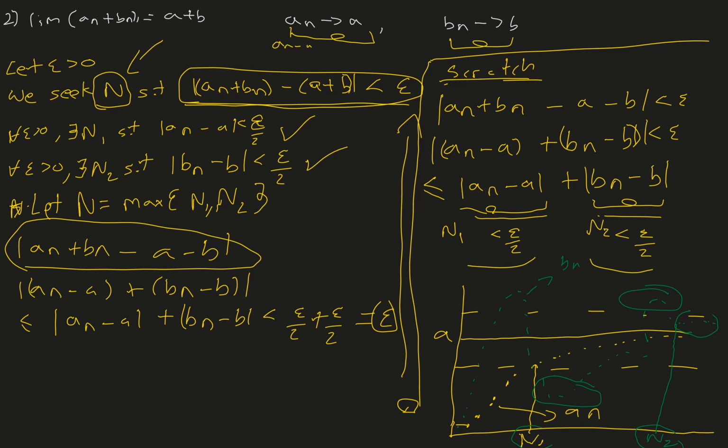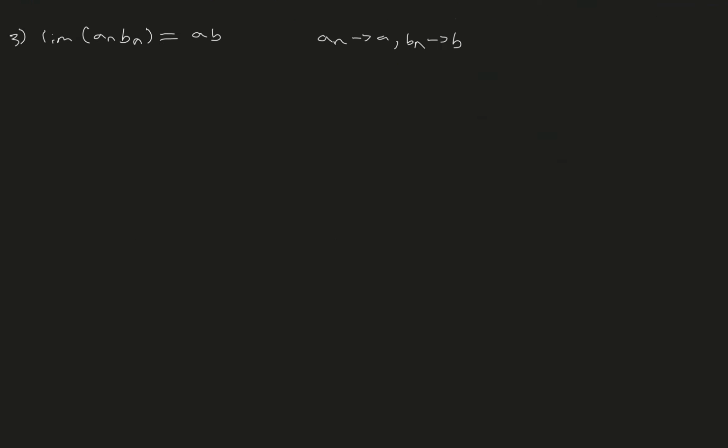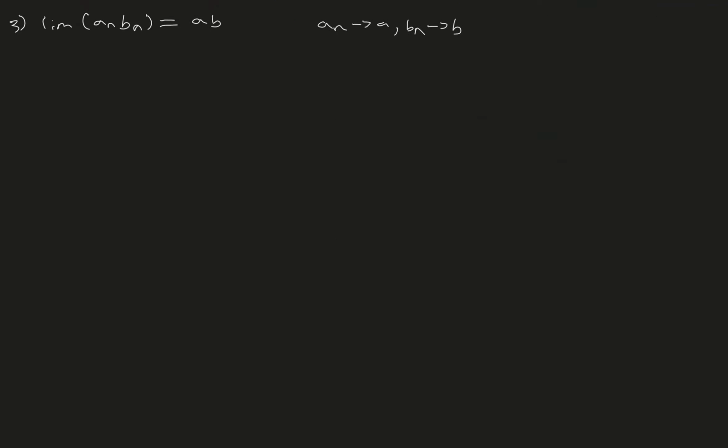So let's take a look at how to prove the third case. We're told to prove that the limit of a_n b_n is equal to ab. So let epsilon be greater than 0. I'm doing the template part of the proof. We seek N such that for all n greater than N, |a_n b_n - ab| is less than epsilon.